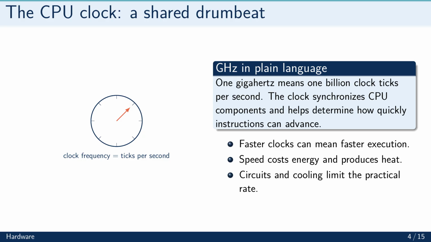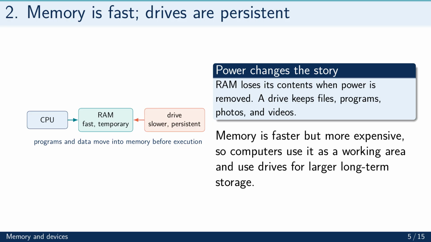However, clock speed is not the entire story. Faster switching requires more electrical energy, creates more heat, and can shorten battery life. Physical circuits and cooling systems also impose limits. This is an important engineering trade-off. Improving one measure of performance can create costs elsewhere. When comparing computers, remember that clock frequency is a useful indicator, but real performance also depends on the architecture and the work being performed. Now let us separate memory from long-term storage.